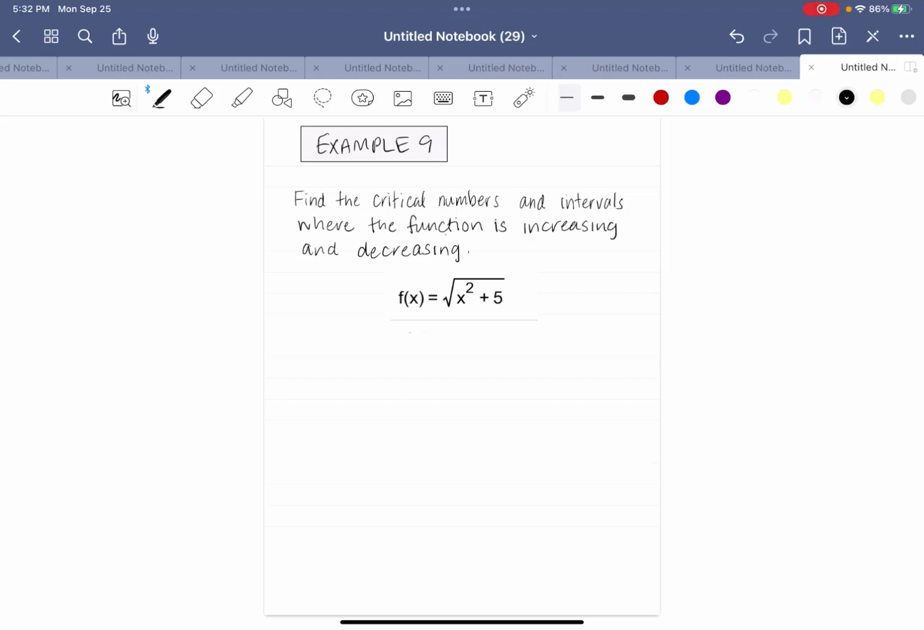Example 9. Find the critical numbers and intervals where the function is increasing and decreasing. So in this function we have a square root, and we have to make sure that whatever is inside of the square root is always going to be greater than or equal to 0, because you're not allowed to have a negative inside of a square root.